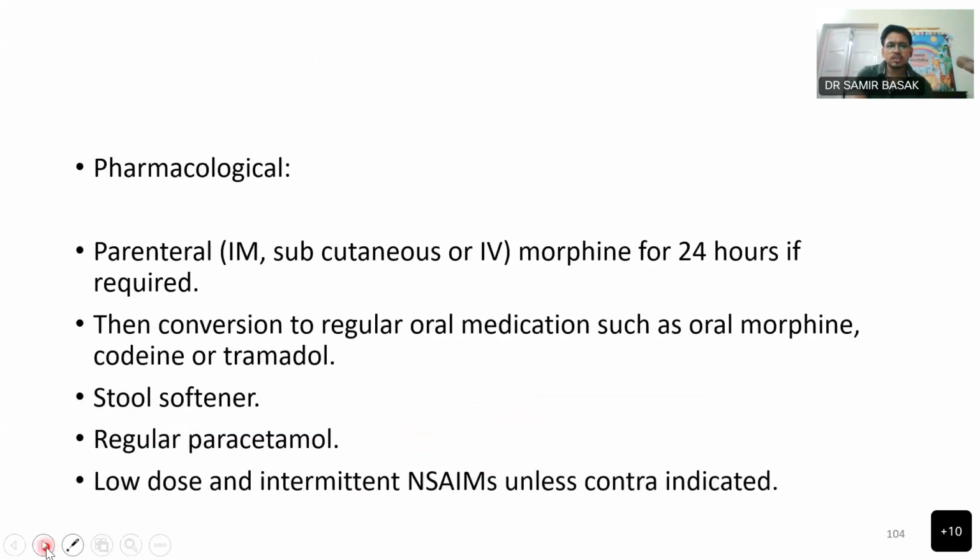This comes to IV morphine for the initial period of 24 hours, after that convert to oral morphine. And when we prescribe morphine, we have to use a stool softener, regular paracetamol, and a low-dose NSAID, because tissue cutting and inflammation is going on. So we have to use NSAID.